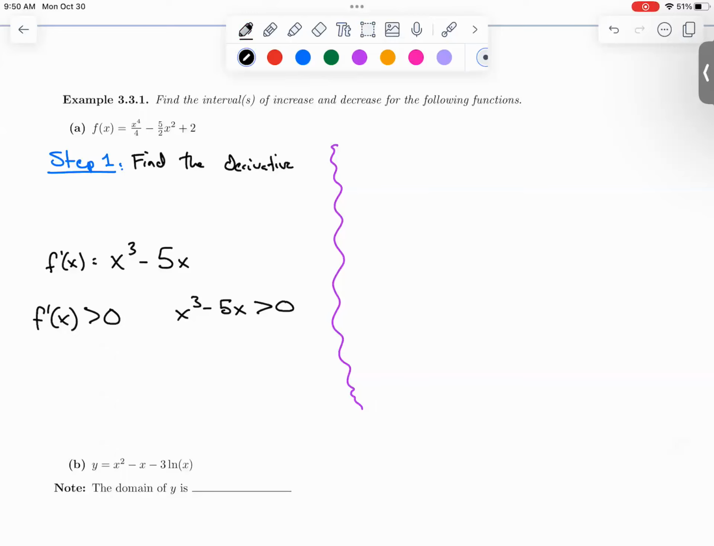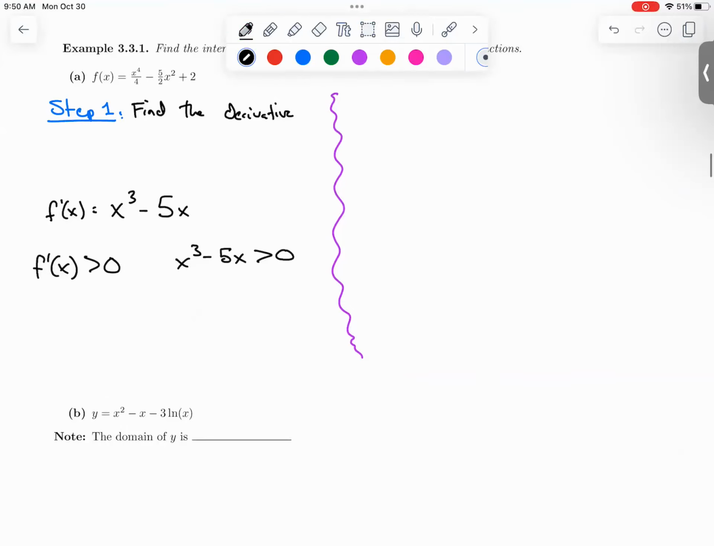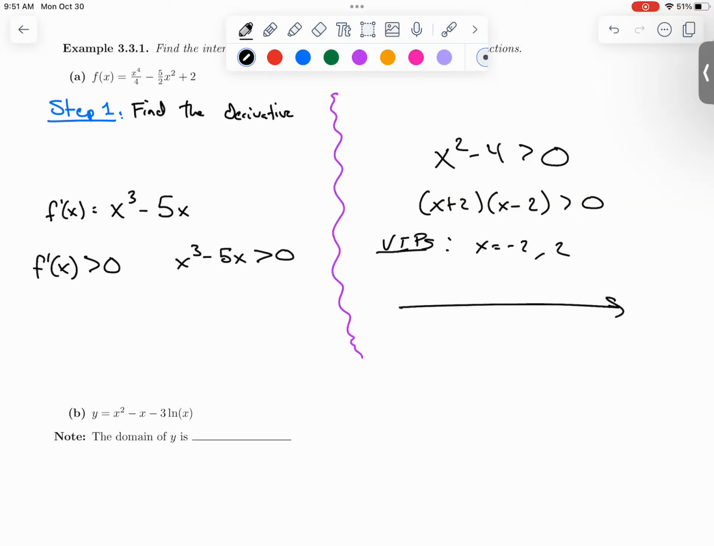If it rings a bell, we used to have to solve in Math 126 something like x squared minus 4 is greater than 0, where you had to go x plus 2, x minus 2. Don't write this down, by the way. This is not important. And so you get what I'd call the VIPs, which were x equals -2 and 2. And then you set up a sign chart. You remember this? And so you plug in the values, you get negative times a negative, so it was positive here, negative times a positive, so it was negative here, and then a positive times a positive, so it was positive here.